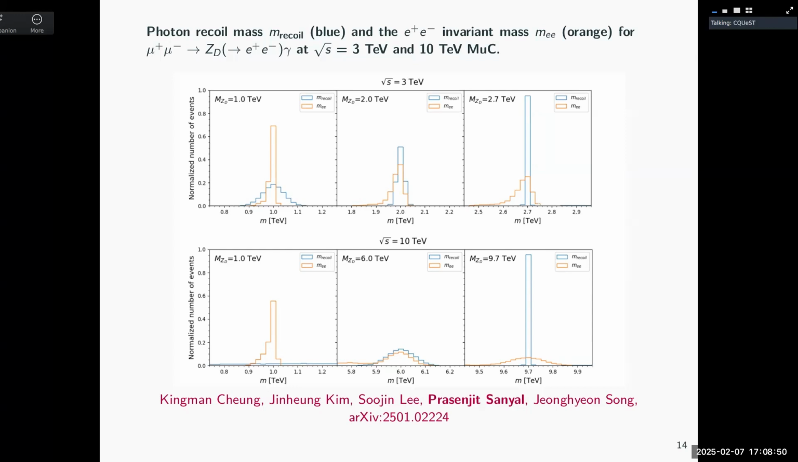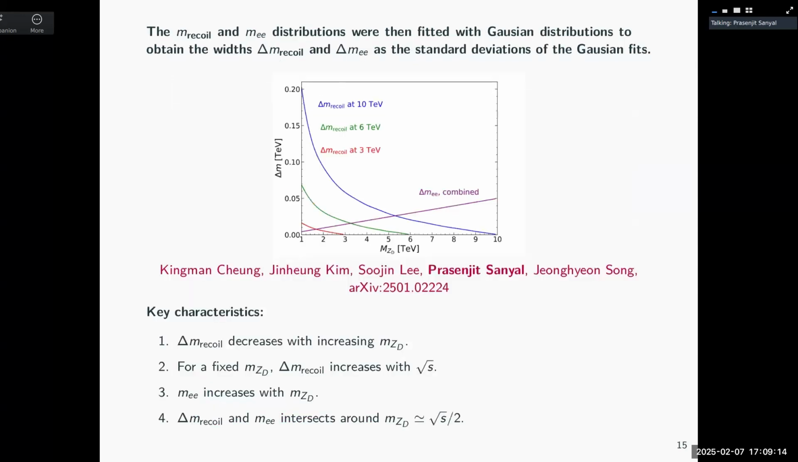Which kind of luminosity did you assume here? For the 3 TeV, we are considering a luminosity of 1 inverse attobarn. And for the 10 TeV, the luminosity can be higher for a muon collider, and it can go up to like 10 inverse attobarn.